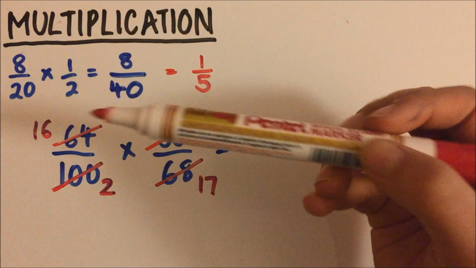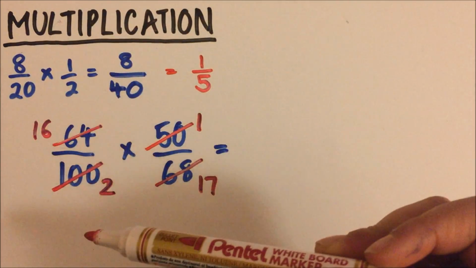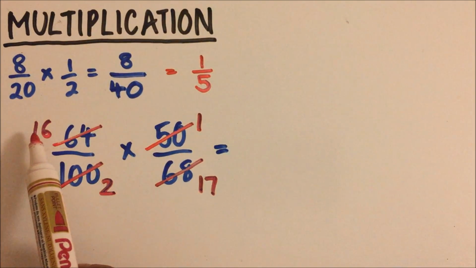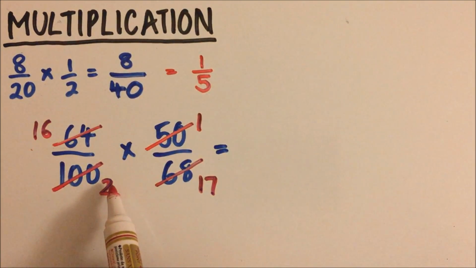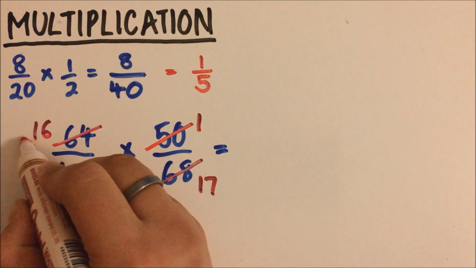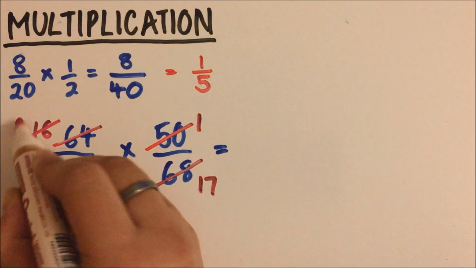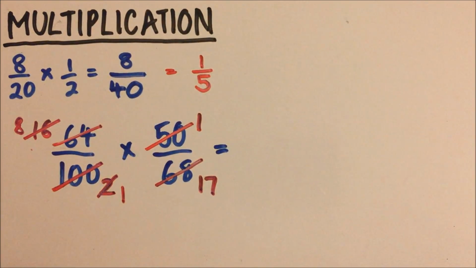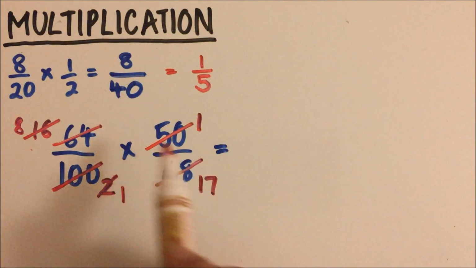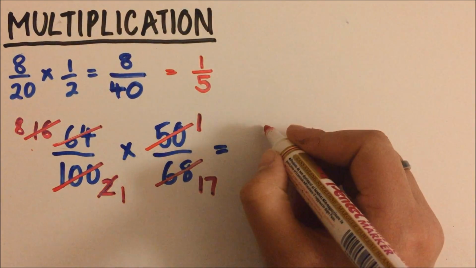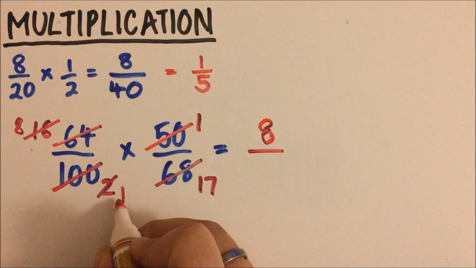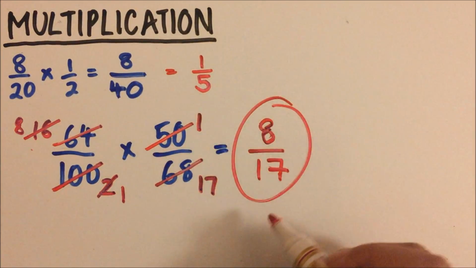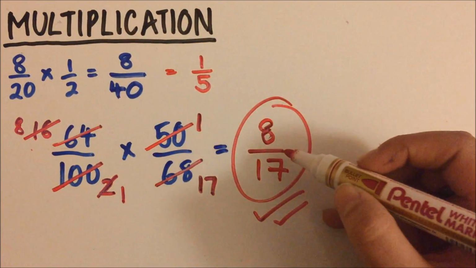Now I said any top with any bottom. We've still got 16 and 2. 2's at the bottom, 16's at the top. So I know 16 and 2 can cancel down further. So 16 can cancel down to 8, and 2 can cancel down to 1. So the final answer is 8 times 1, which is just 8, and 1 times 17, which is just 17. And the answer you get is already cancelled down.